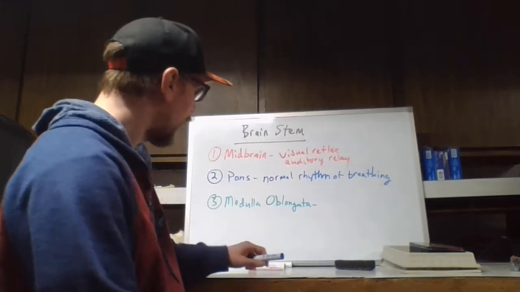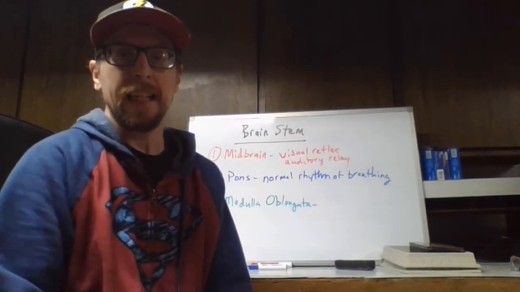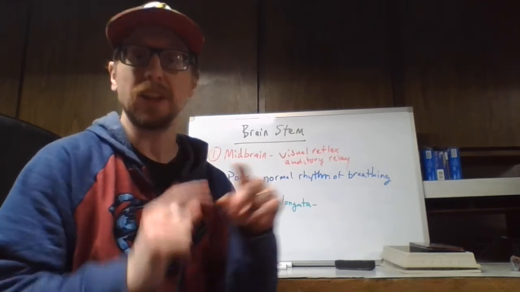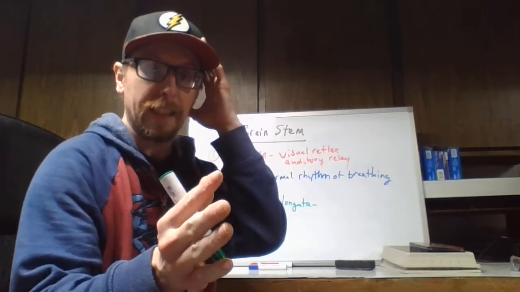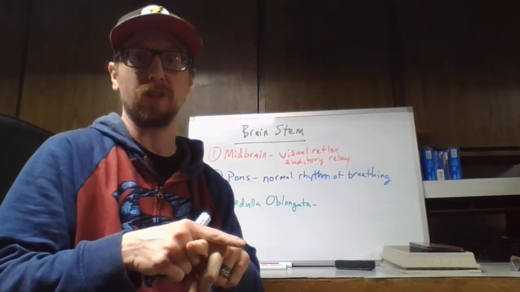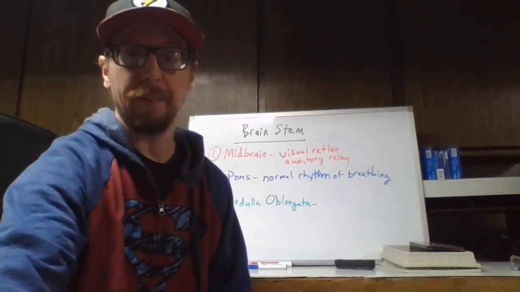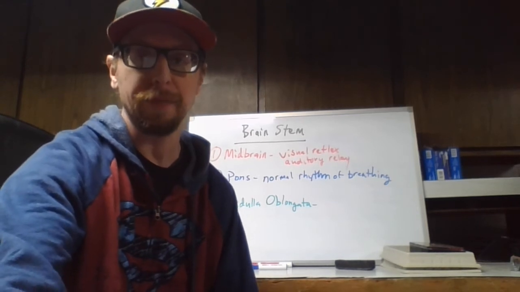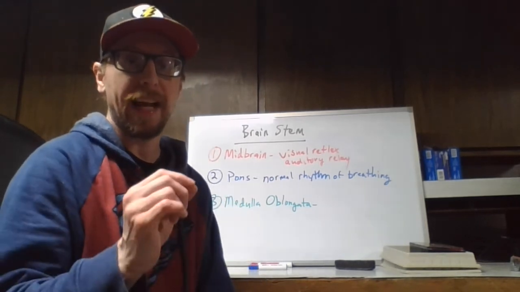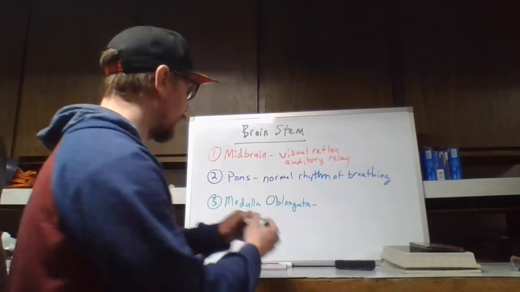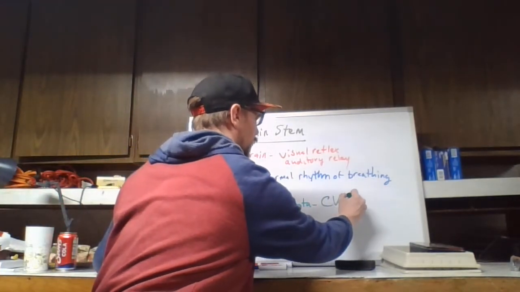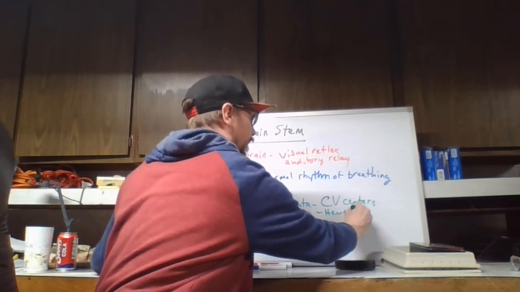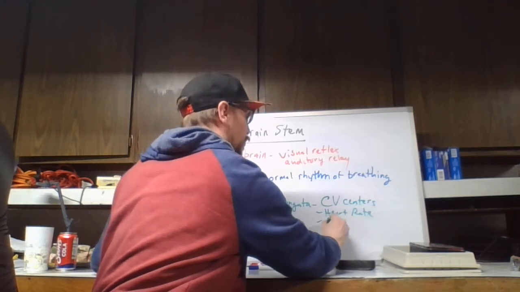The last one, the medulla oblongata. What's most important about where it's located is that this is where the signals cross sides. If you remember that the left side of the brain controls the right side of the body and vice versa, this is where the signals cross, at the medulla oblongata. Now the medulla oblongata helps out with a couple different aspects. The first one is that you have cardiovascular centers in the medulla oblongata. Cardiovascular centers help out with heart rate, and they help out with blood pressure.